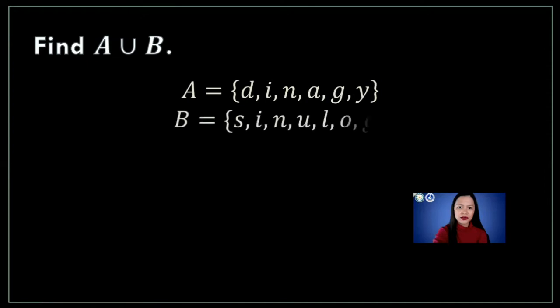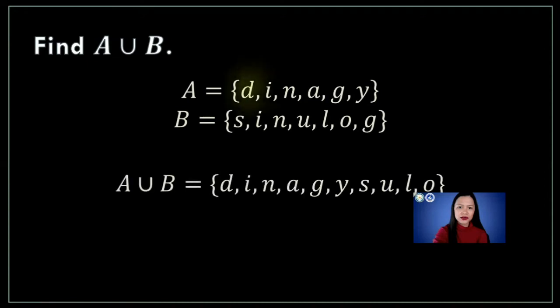If we are to find the union of A and B, where A is comprised of letters that are found in the word Dinagyang, so we have set A is the set containing the elements D, I, N, A, G, and Y. And we also have set B containing the letters of the word Sinulog. So set B is equal to the set containing the elements S, I, N, U, L, O, G. Now let's find A union B. We have this set. How did we find that answer?